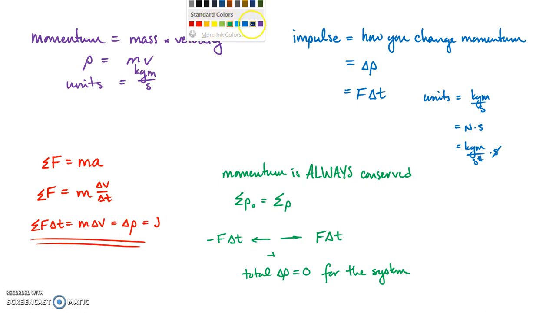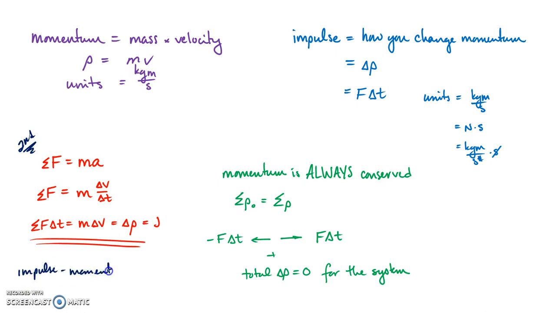All right, so the second law is what defines what we refer to as the impulse momentum theorem. All right, and then Newton's third law is what we call the law of conservation of momentum.